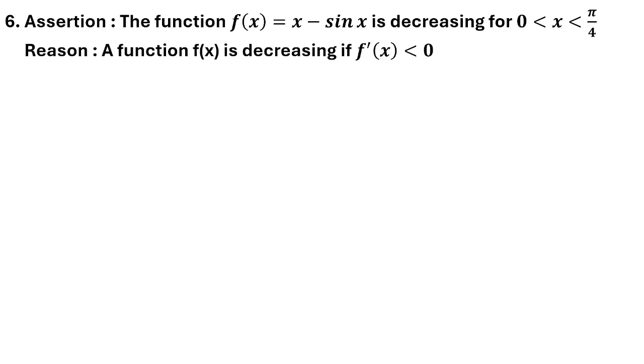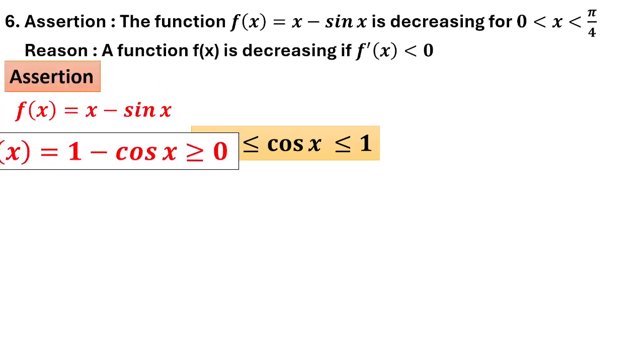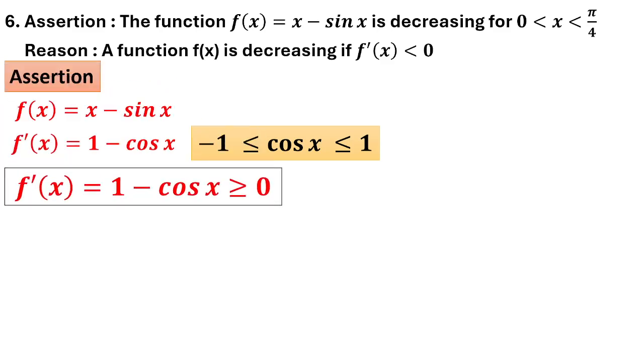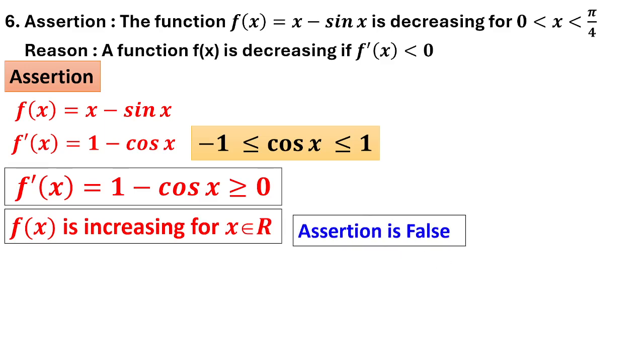In the assertion, it is given that the function is decreasing. Let us check the assertion, x minus sin x. You will find the first derivative. But we know that cos x always lies between minus 1 and 1. Therefore, 1 minus cos x is always greater than or equal to 0. Therefore, f of x is increasing. So now we have to check, the assertion is false.